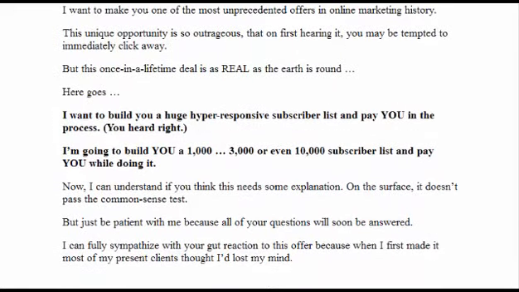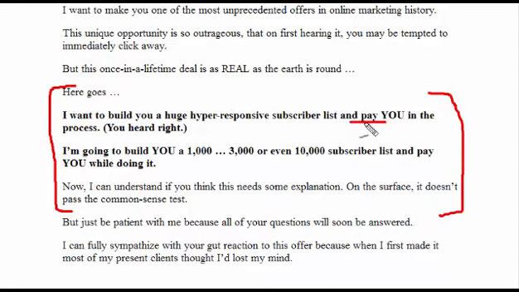Okay, let's scroll down here. It says that this once in a lifetime deal is as real as the earth is round. "Here goes. I want to build you a huge hyper-responsive subscriber list and pay you in the process. You heard right. I'm going to build you a $1,000, $3,000, or even $10,000 subscriber list and pay you while doing it." Here I'm continuing to give more flesh and detail to the promise.